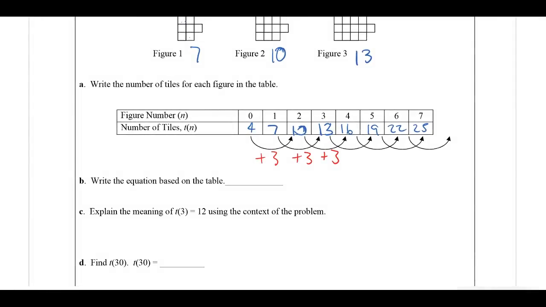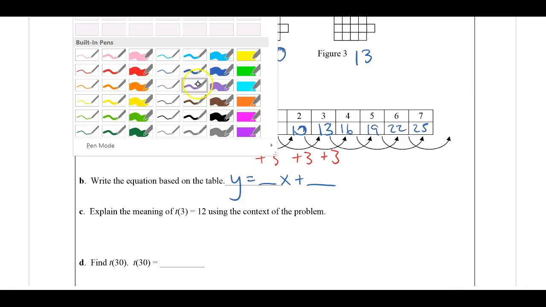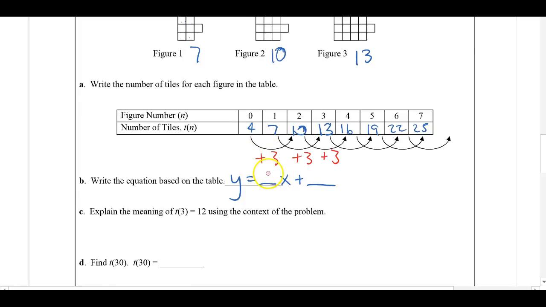Okay, so the equation is going to be y equals a number times x plus another number. If you remember, the first number, let's pick a new color here, we'll use pink, is going to be the pattern. The pattern here is plus 3, so we're going to put positive 3. And then the last number is going to be the starting point. Remember, the starting point in this case was 4. That's what the pattern starts with, so that's what's going to go here. So it's y equals 3x plus 4.